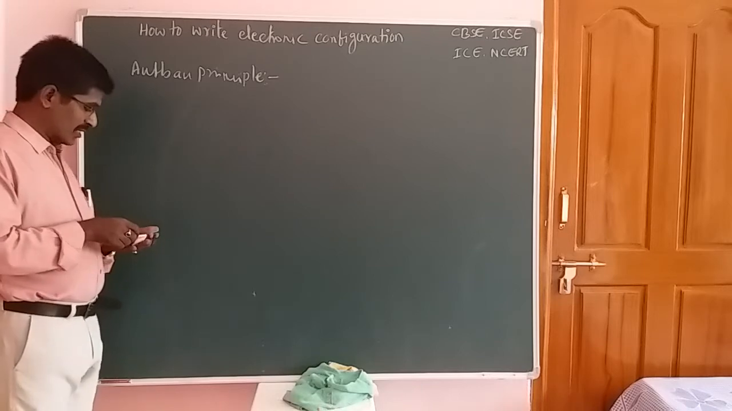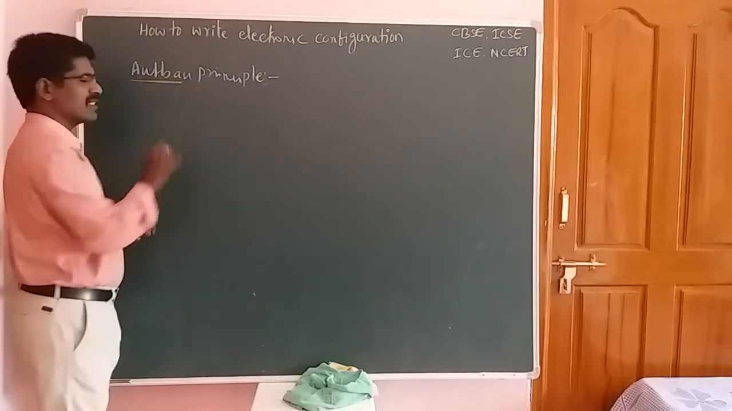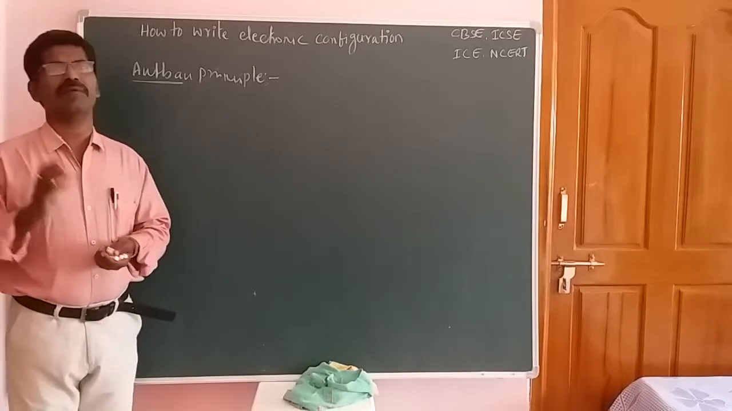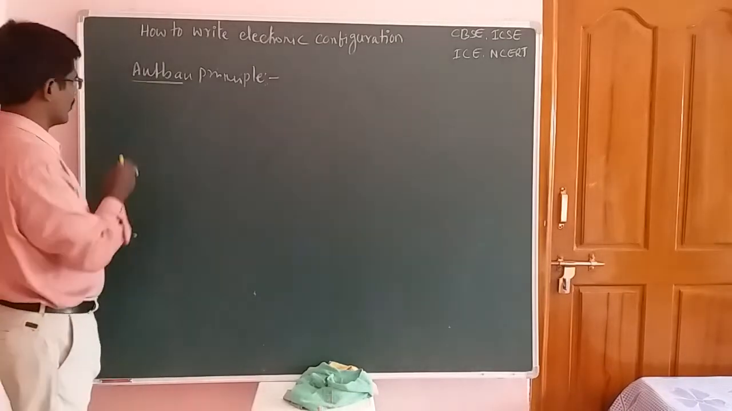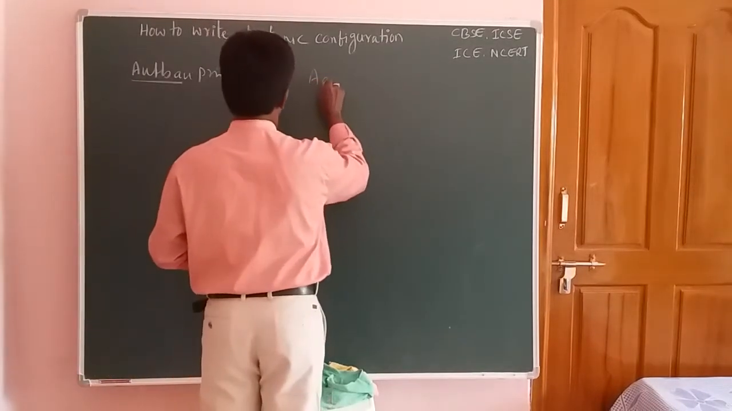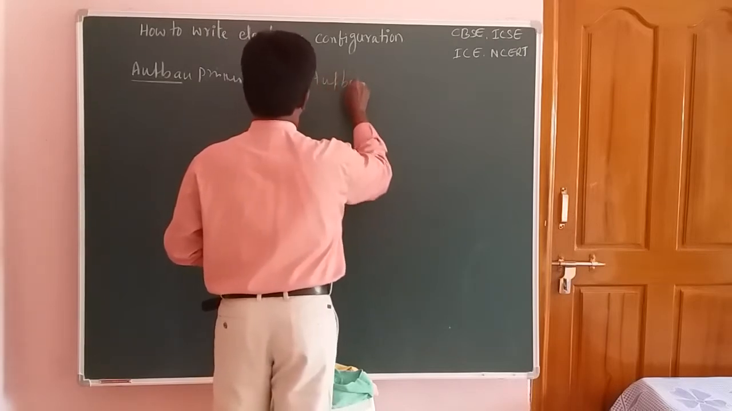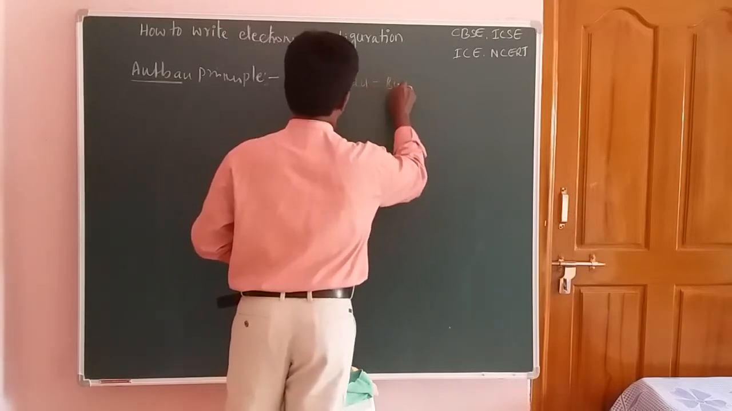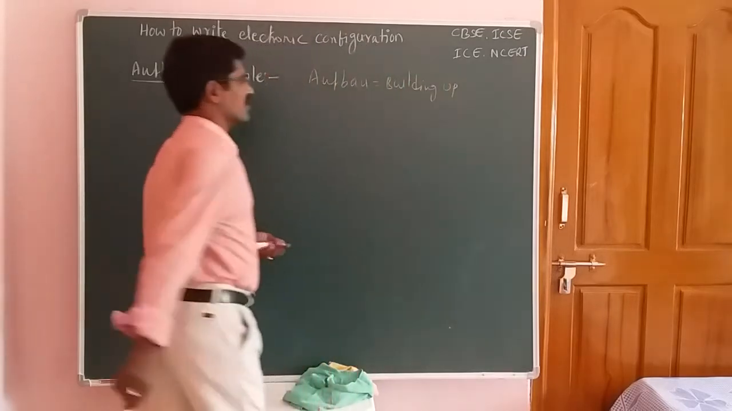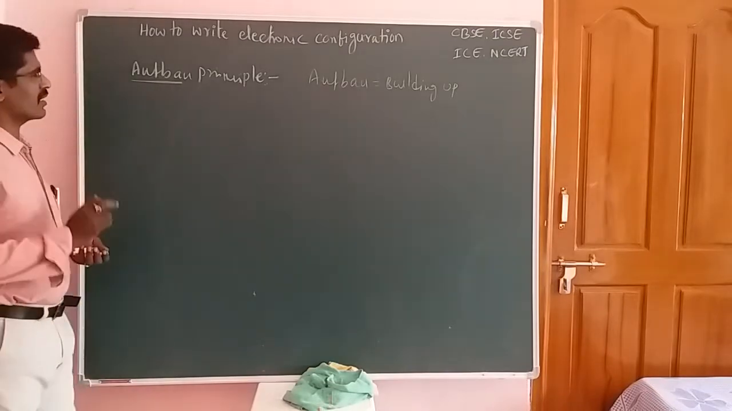Now students, listen here. Aufbau is not a scientist. It is a German word actually. What is the meaning of this? Aufbau means building up. So how do we build up electrons in the orbitals? Okay, students, this is the most important thing.